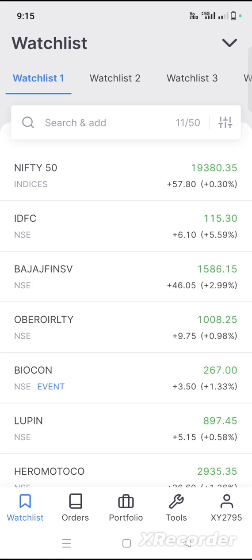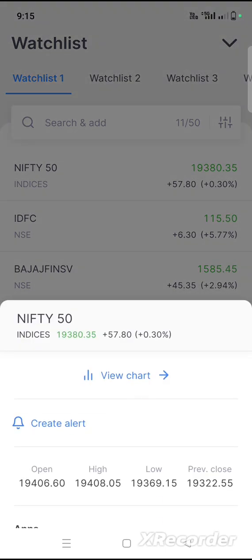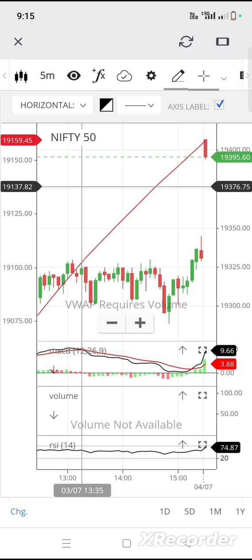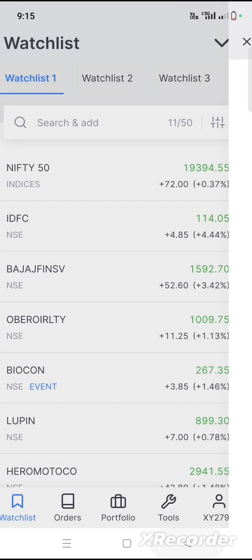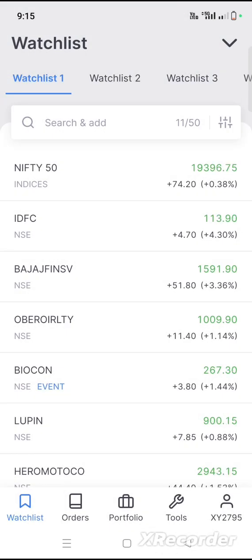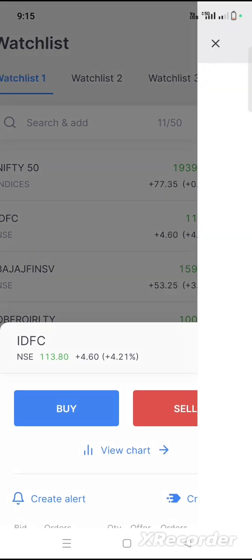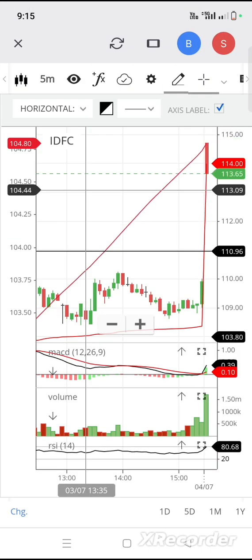So market has been opened. So we'll go for indices. So if you see market has opened gap up. So it is around, market has given gap up around 70 points. So we will see these all shares one by one, whether it is gap up or gap down.